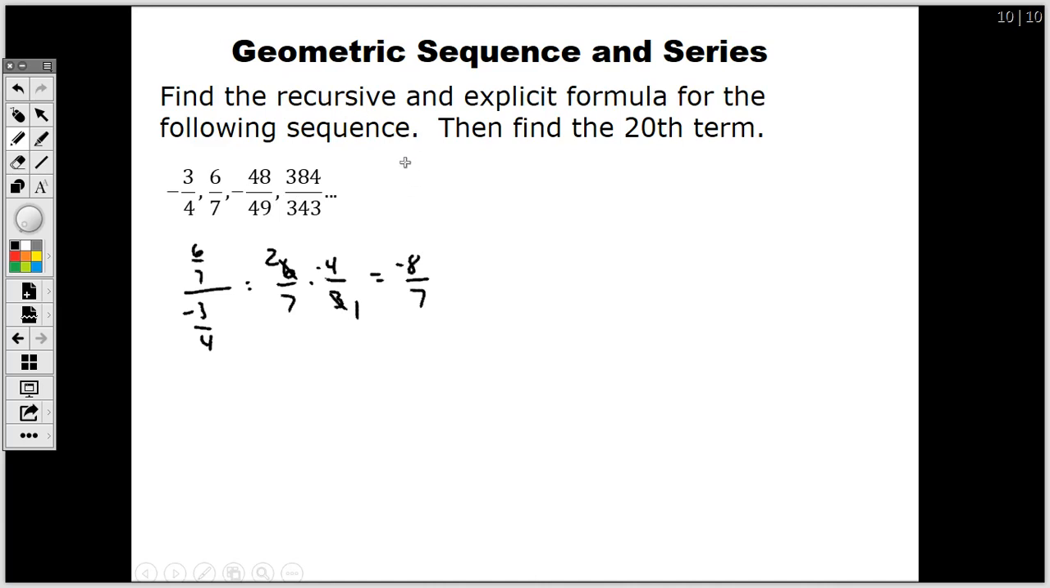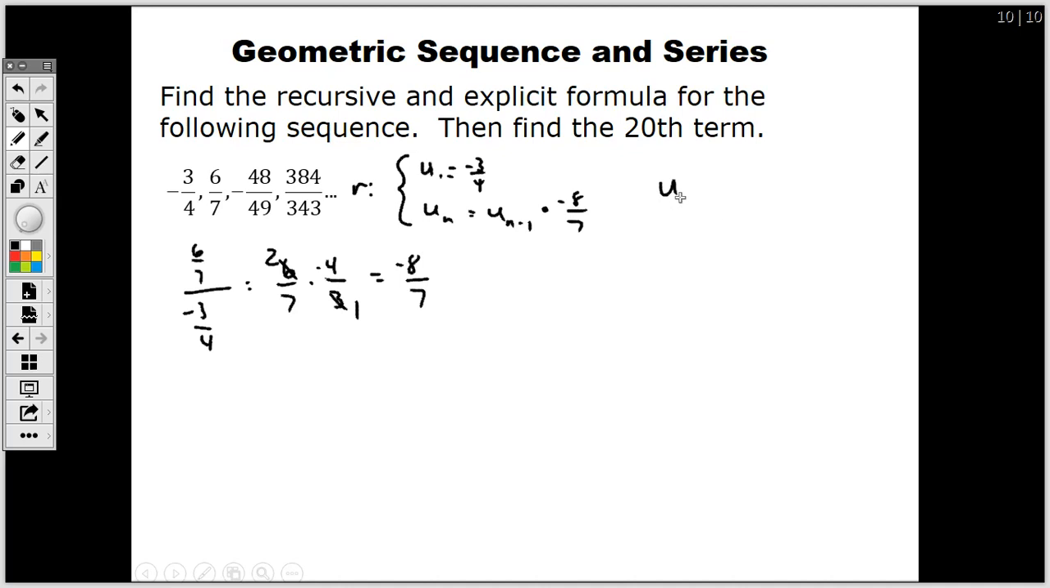And then our recursive formula, remember recursive, here's our recursive. We're going to do the first term, u sub 1, or a, or whatever you want, equals negative 3/4. u sub n equals u sub n minus 1 times negative 8/7.